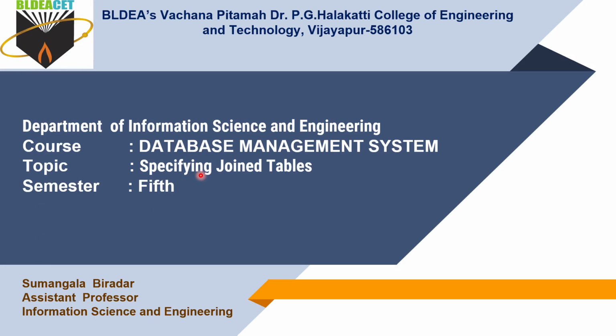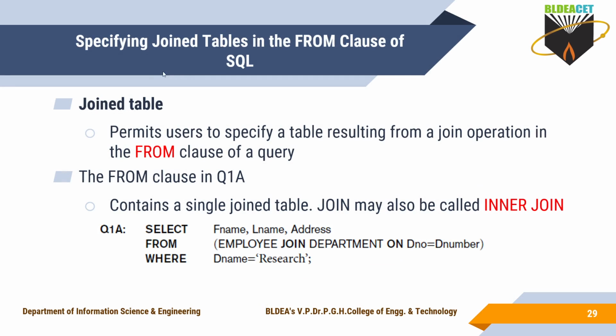In this video, let's see how to specify joined tables in SQL. As you already know, in relational algebra, to join two relations you use the join operator. In the same way, in SQL you can also join using the join table. It permits the user to specify a table resulting from a join operation in the from clause of a query.